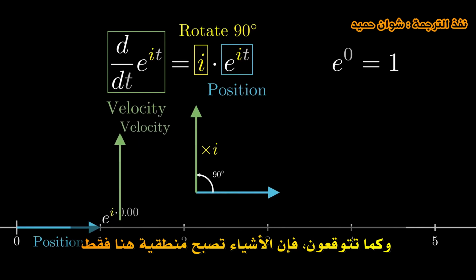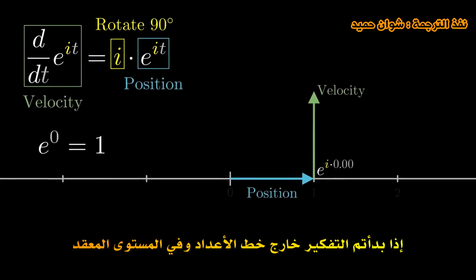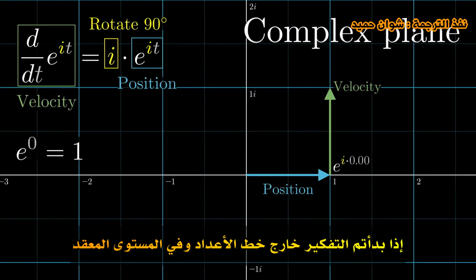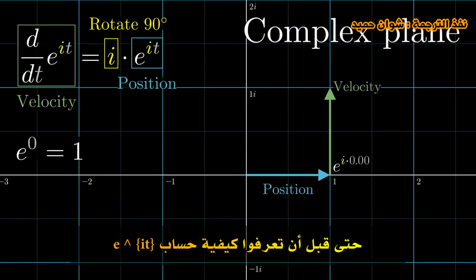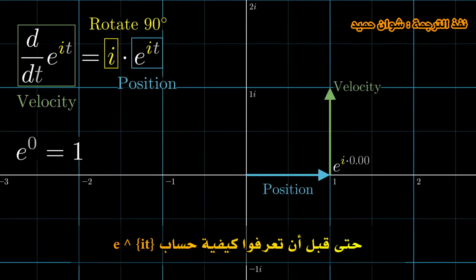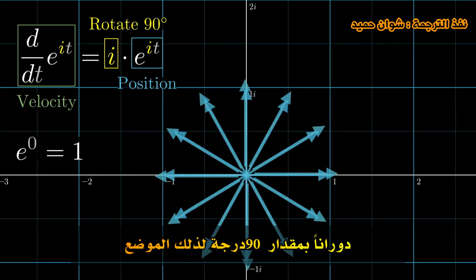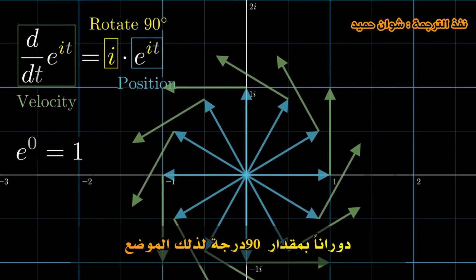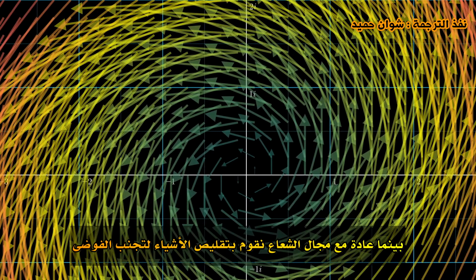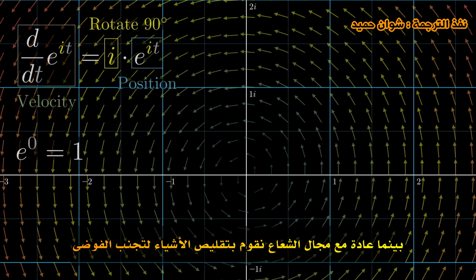So, as you might expect, things only make sense here if we start thinking beyond the number line and in the complex plane. So, even before you know how to compute e to the i times t, you know that for any position this might give for some value of time, the velocity at that time will be a 90-degree rotation of that position. Drawing this for all possible positions you might come across, you get a vector field, where, as usual with vector fields, you shrink things down to avoid clutter.